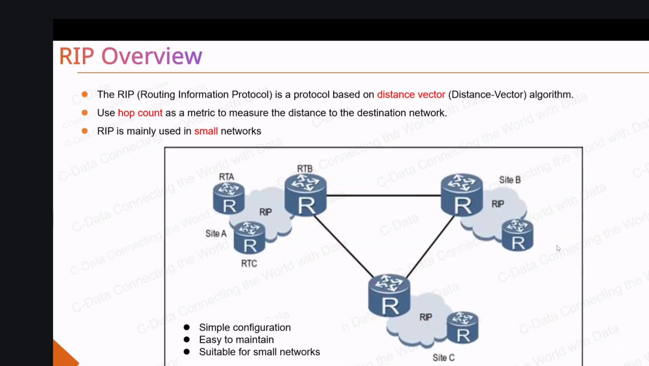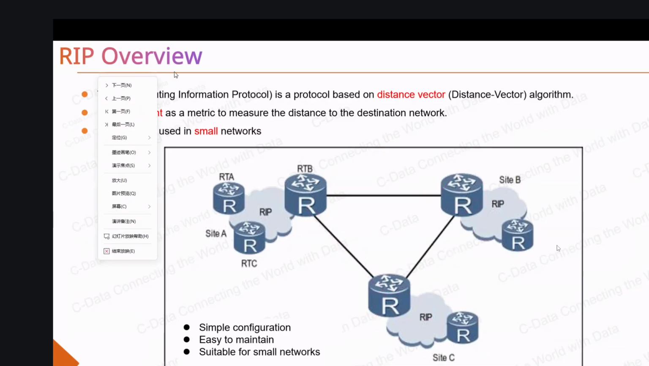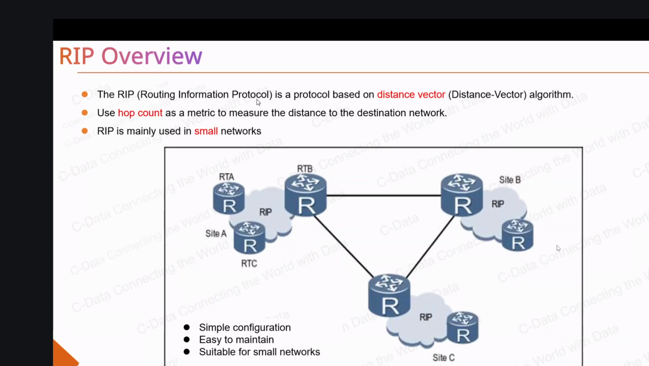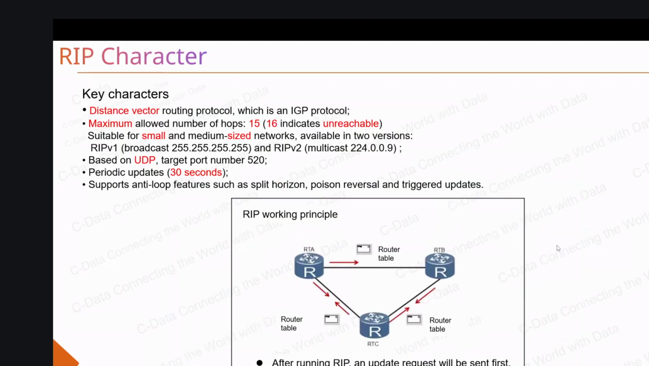So this is why RIP, the Routing Information Protocol, is not so popular currently. But RIP is still good for simple configuration. In a small network we can still use it. Actually, even in a small network, we would like to use OSPF, Open Shortest Path First. Even in a small network.